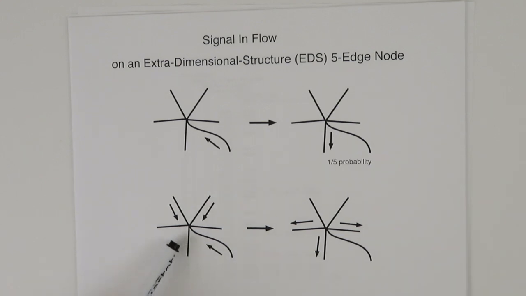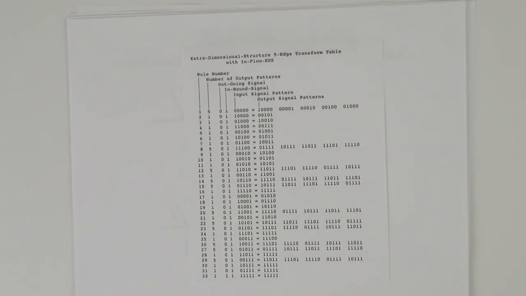In the same way here, when we have 2 signals approaching and we happen to have a signal approaching from the EDS edge, now these signals can go as you would expect, but the EDS signal comes and goes in this direction. Once again, we can make a table of the events for the flow of signals into a 5-edge node where it has the extra dimensional structure edge.